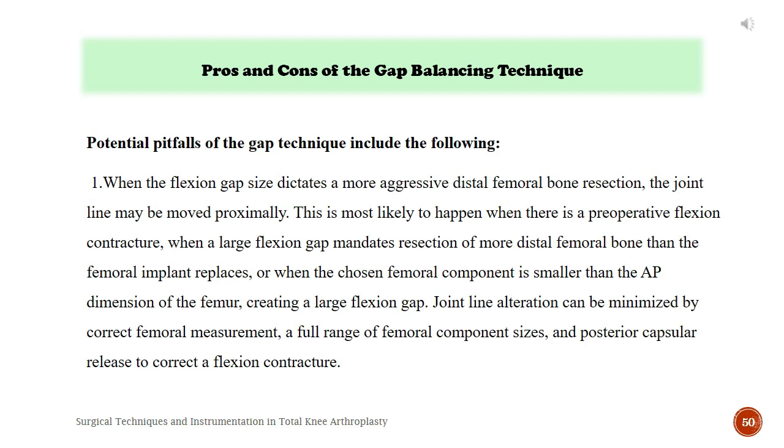Pros and cons of the gap balancing technique. Potential pitfalls of the gap technique include the following. 1. When the flexion gap size dictates a more aggressive distal femoral bone resection, the joint line may be moved proximally. This is most likely to happen when there is a preoperative flexion contracture, when a large flexion gap mandates resection of more distal femoral bone than the femoral implant replaces, or when the chosen femoral component is smaller than the AP dimension of the femur, creating a large flexion gap. Joint line alteration can be minimized by correct femoral measurement, a full range of femoral component sizes, and posterior capsular release to correct a flexion contracture.